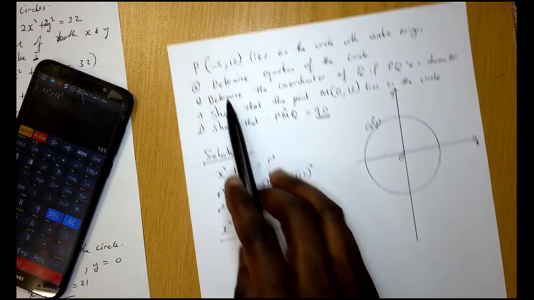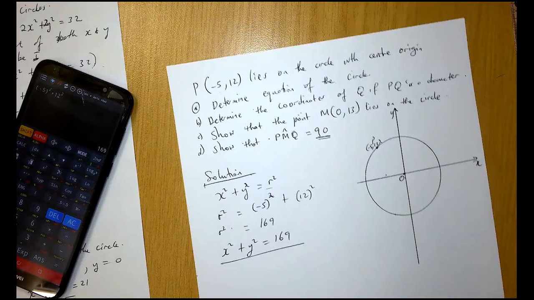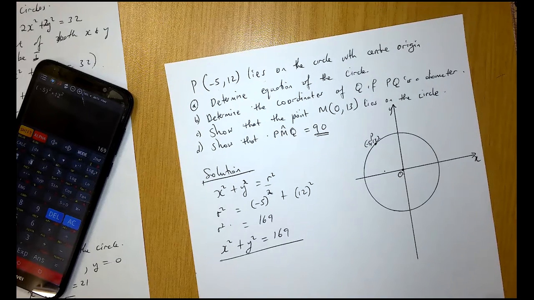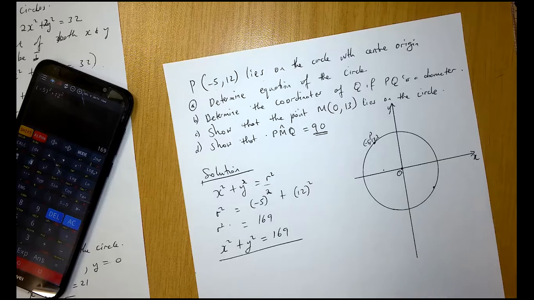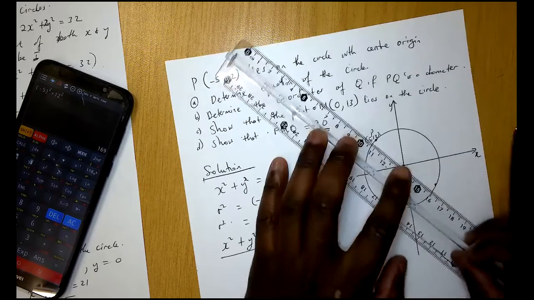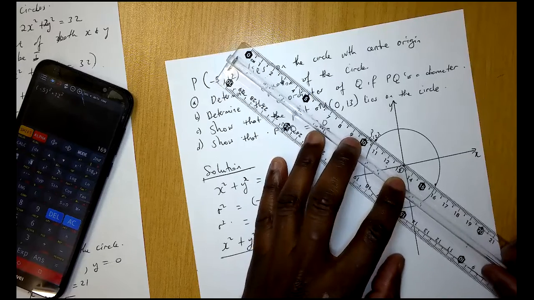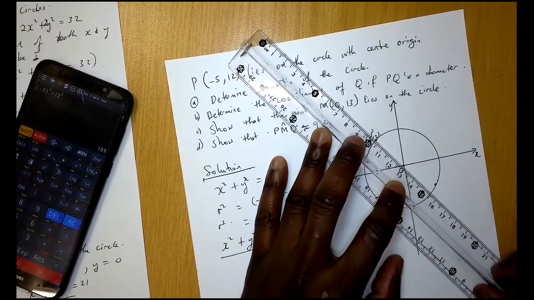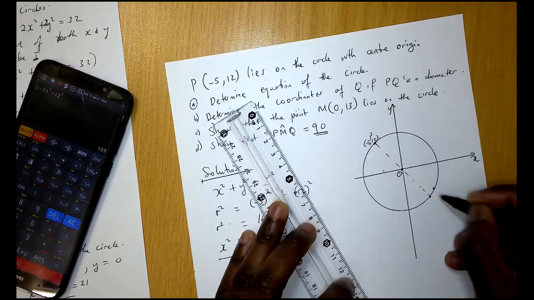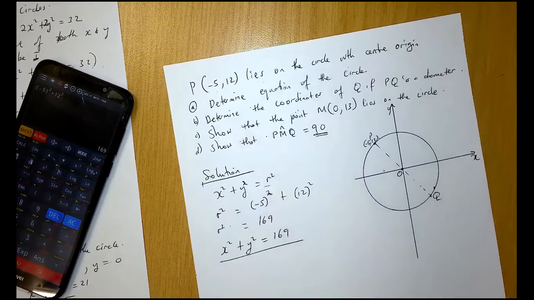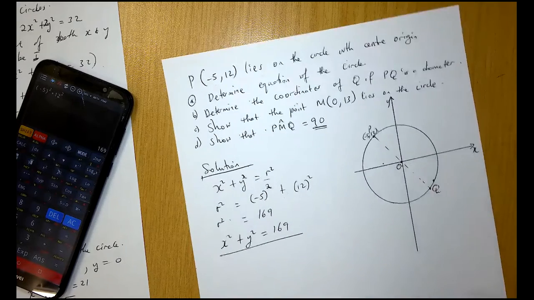Now the second question is saying determine the coordinates of Q if PQ is a diameter. If PQ is a diameter, it means that our point Q will be on this side here. Remember, a diameter is a line that passes through the center. So we can just draw what we expect to see: we expect our Q to be there, because a diameter passes through the center.